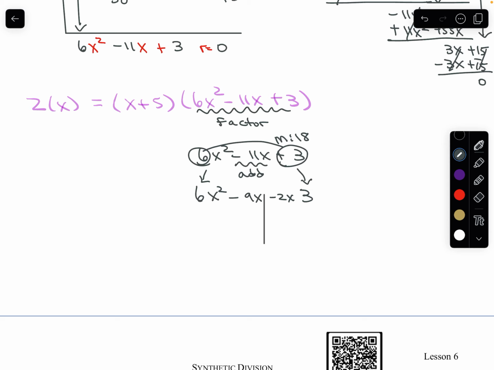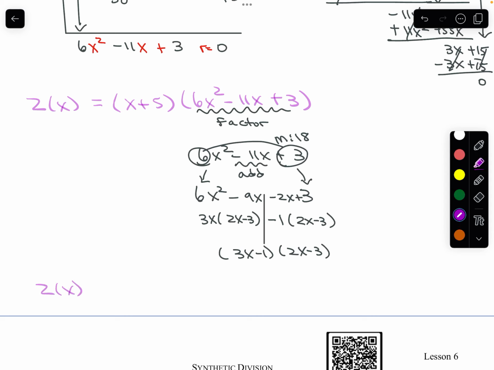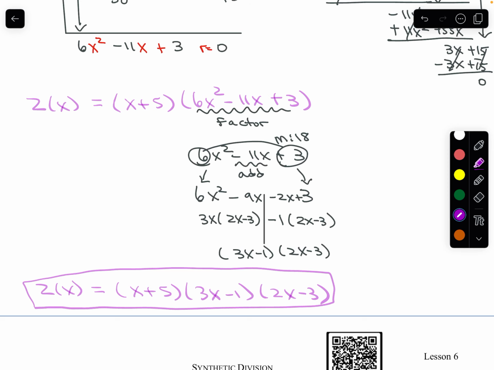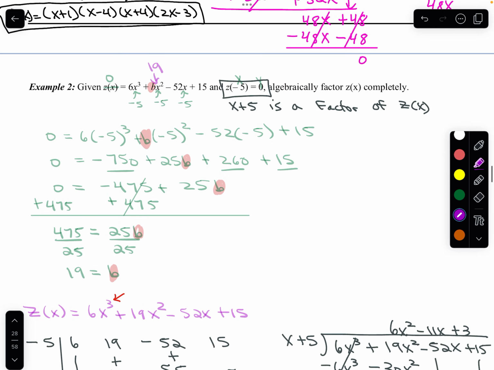So now let's factor this by grouping. Here my GCF would be 3x. This is going to be 2x minus 3. Here my GCF would just be negative 1. This would be 2x minus 3. So I get 3x minus 1 times 2x minus 3. So I'm going to go back and rewrite my polynomial, z of x, and say it has a factor of x plus 5. It also has a factor of 3x minus 1 and 2x minus 3. Make sure I answered the question. I did factor completely.